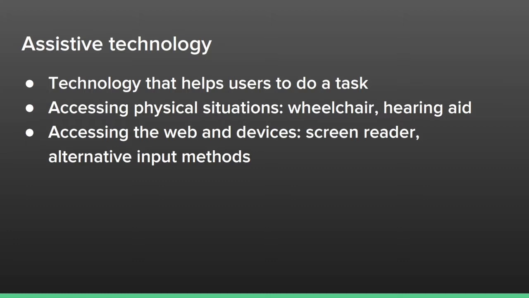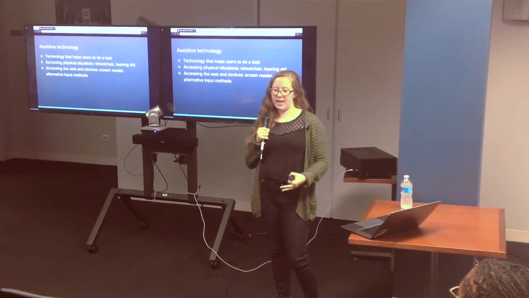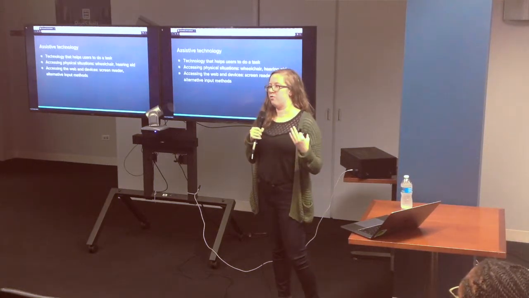Assistive technology is technology, physical or software, that helps users accomplish a task. Users with disabilities are often going to use assistive technologies to access content on the web, and we have to think about that when we're designing and developing our content. In physical situations, you might use a wheelchair or a hearing aid, or two. Accessing the web or devices, you might use a screen reader or an alternative input method than the mouse or even a keyboard. A screen reader is a piece of software that's going to convey what's on the screen to a user, usually by reading it out.